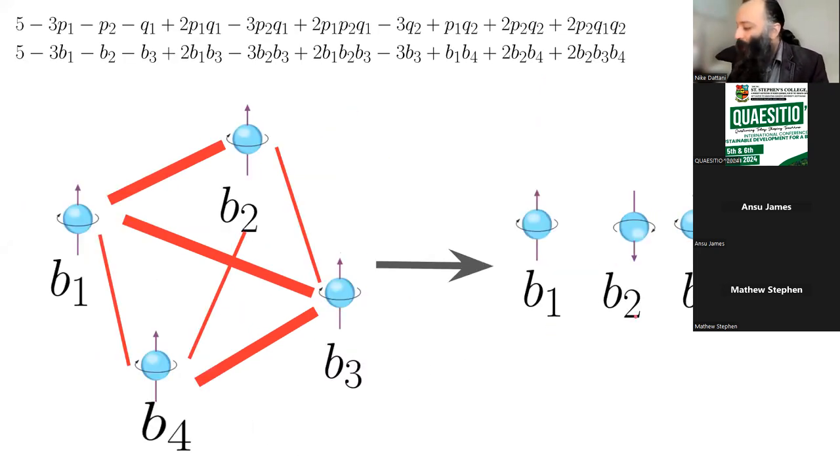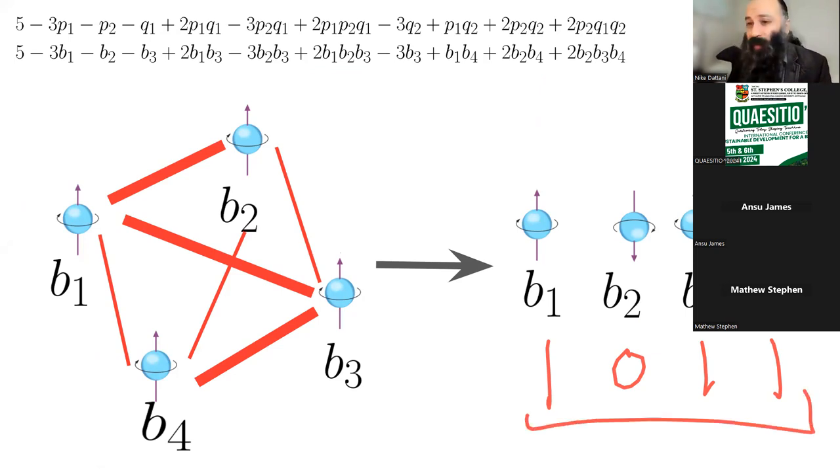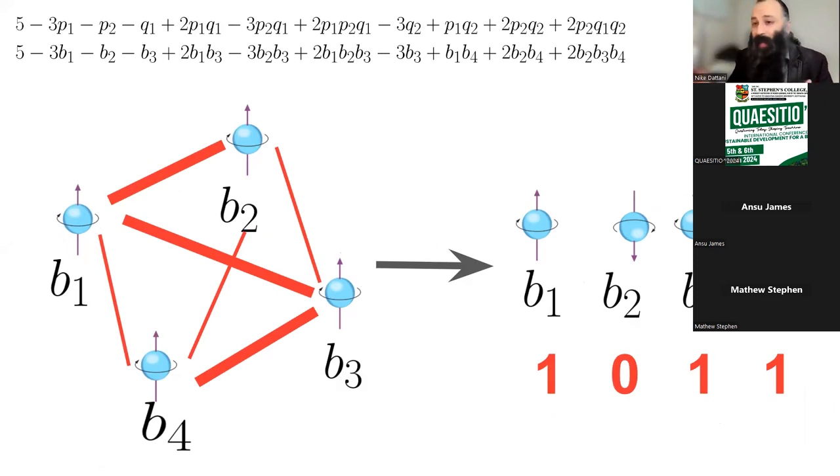I have B1, B2, B3, B4. This is 1, 0, 1, 1. The ground state, the configuration of electron spins, whether they're up and down, when they are coupled with these strengths, the configuration with the lowest energy, the ground state, if we cool it down to absolute zero, it's going to be 1011. That's the answer to the question.